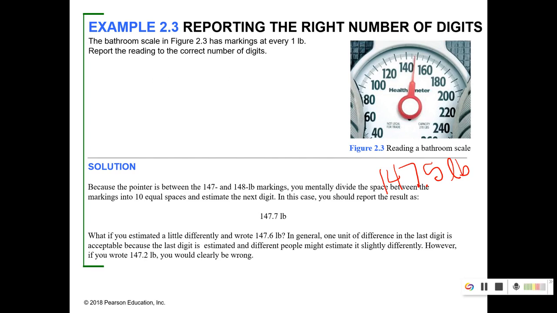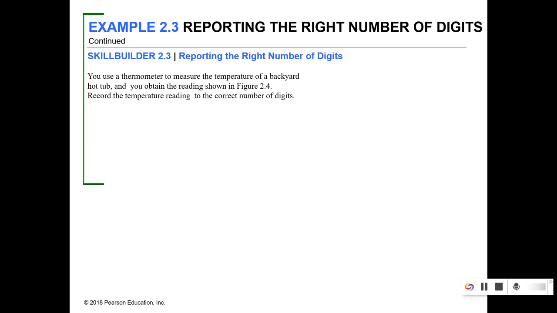They're saying it's 147.7. Okay, it's perfectly okay if you have 147.5 or 147.7. Really, as long as you have this number as an estimated number, I'm okay with whatever it is, as long as the certain ones are fine.